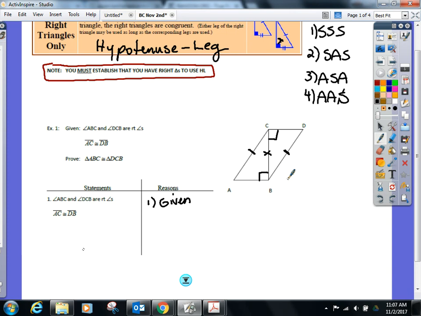And then what's CB acting as? CB, I know it's a side, but in HL, what is it? It's the leg. So does everyone see HL being applied here? It's a right triangle. I got the hypotenuse and I got the leg. So it's HL. So what do I need to put in my proof now?